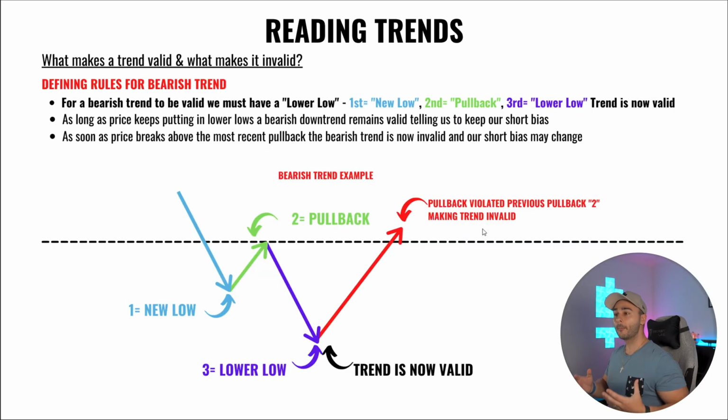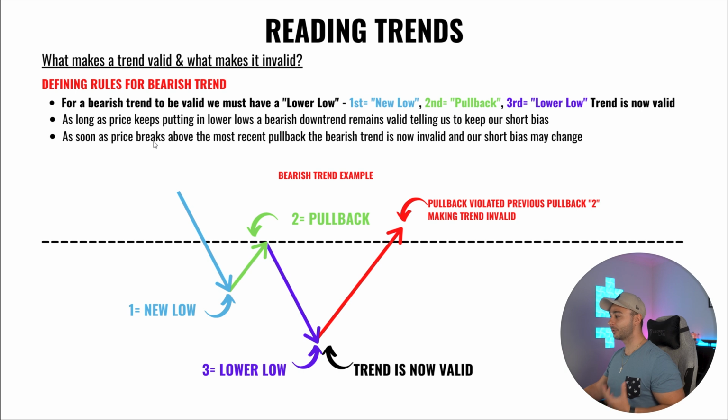pullback. So what makes a trend valid? Defining rules for a bearish trend. A bearish trend to be valid, we must have a lower low. So what we were talking about before, the first new low, the second is a pullback, and the third is a lower low, which now the trend is valid.